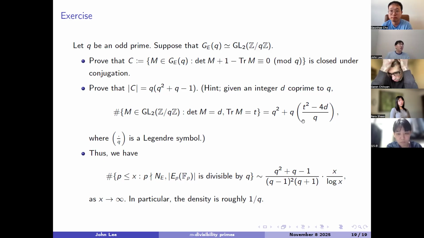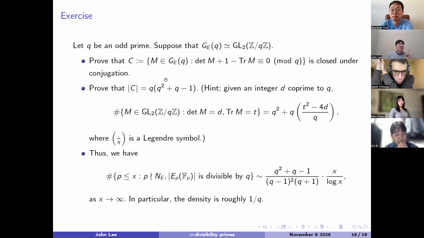And by the way, it is known that if you choose Q large enough, this GQ should always be the full GL2 group. So in this case, we want to set C to be the elements M in GQ where the determinant of M plus 1 minus the trace of M, which is the size of EPFP for choosing M to be the Frobenius class, is congruent to 0 mod Q.